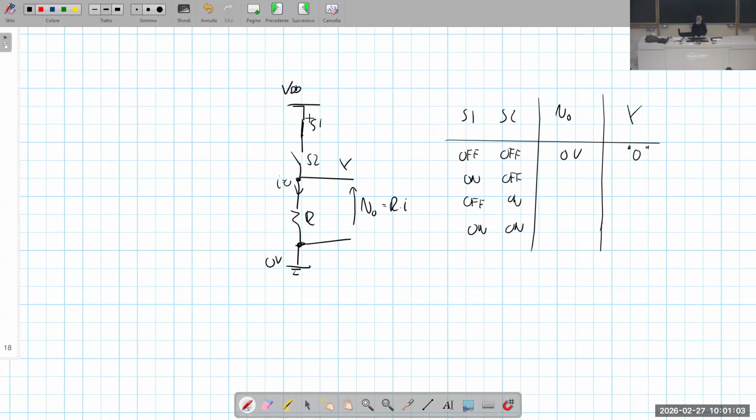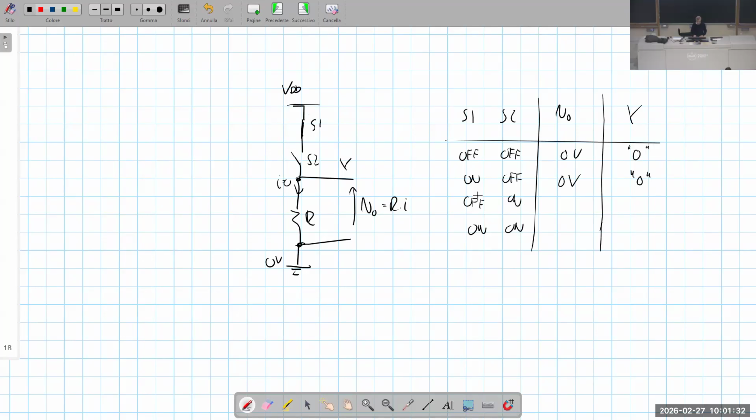Is again 0, because since S1 and S2 are connected in series, the current flowing through the series, if S2 is off, is still equal to 0. So in the end, I0 is equal to 0 and VO is equal to 0 volt. And so the output, the logical value corresponding to VO, is still 0, is still low.